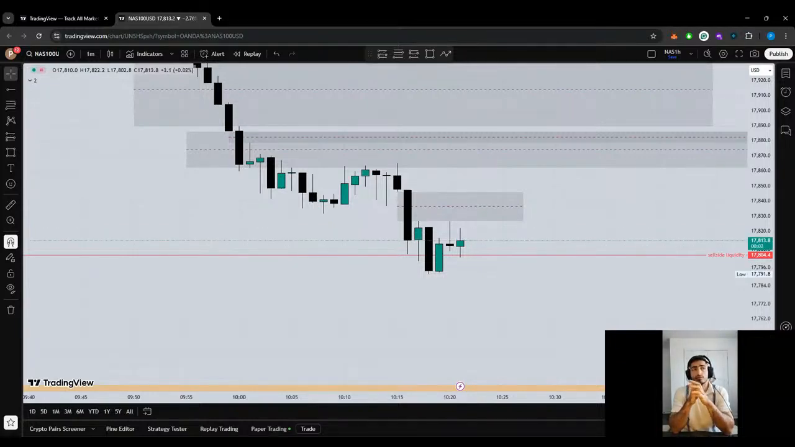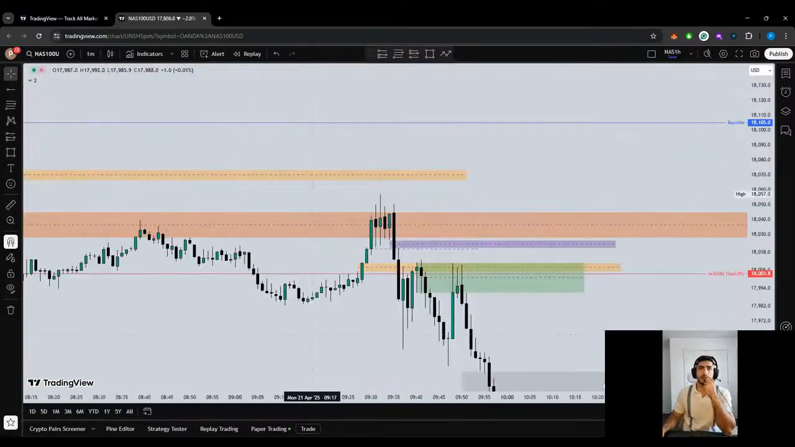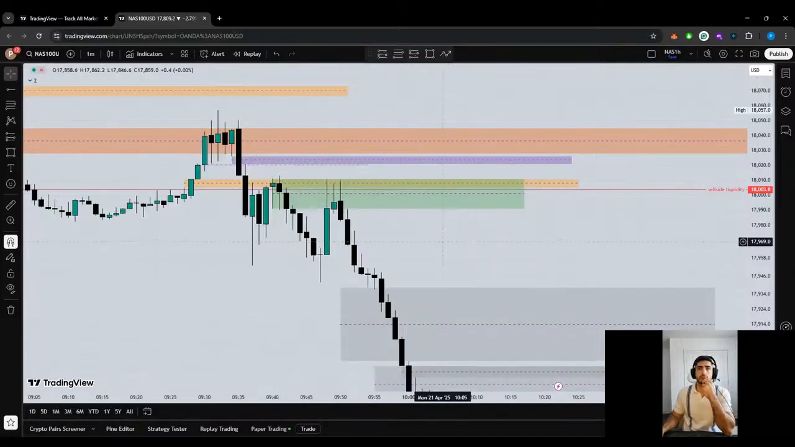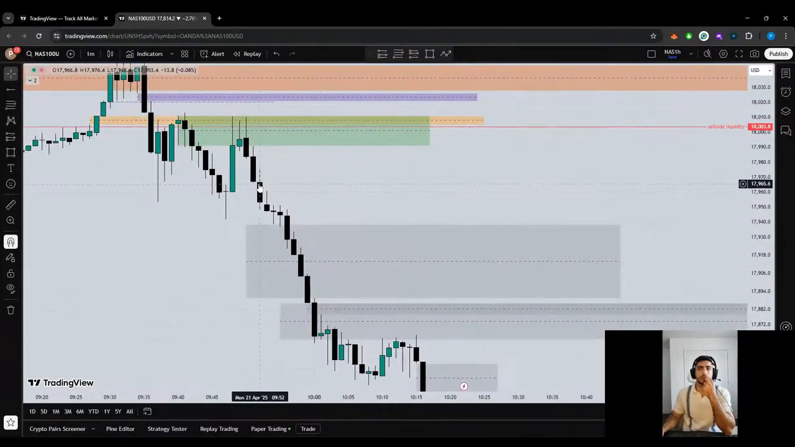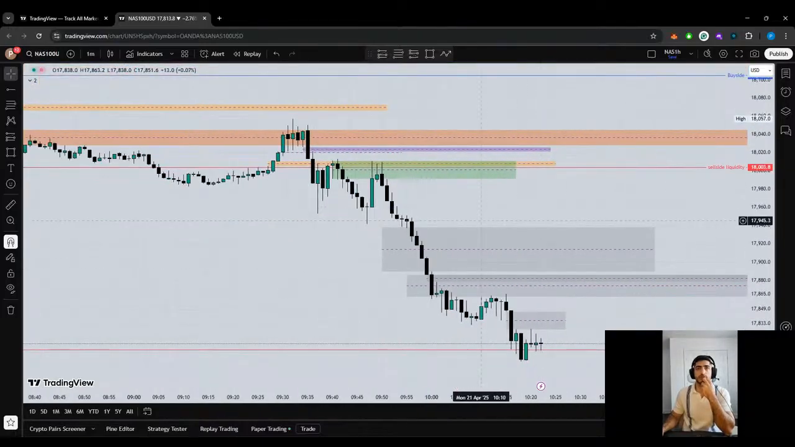So far, this day was great price action. Great price action overall, and great PD arrays up top over here that were respected. So we broke below, and yeah, it was a great price action day overall.